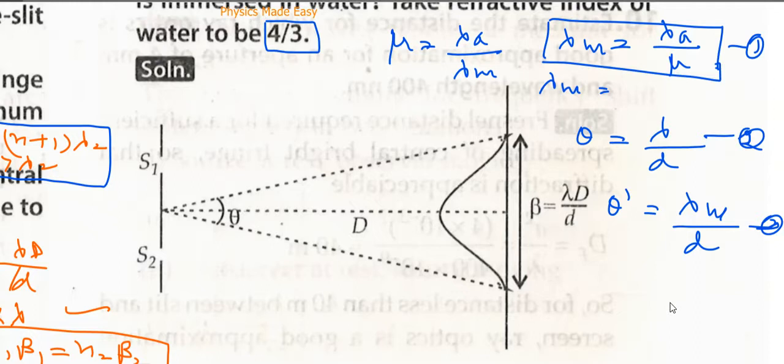And now theta dash, and this is medium. Theta dash is lambda medium divided by d. I will put the value of lambda medium. This is lambda divided by mu, and this is d. This is lambda air, and this is again lambda air divided by d, and mu. So theta dash is equal to lambda air divided by d, this is theta. So this is just theta by mu.